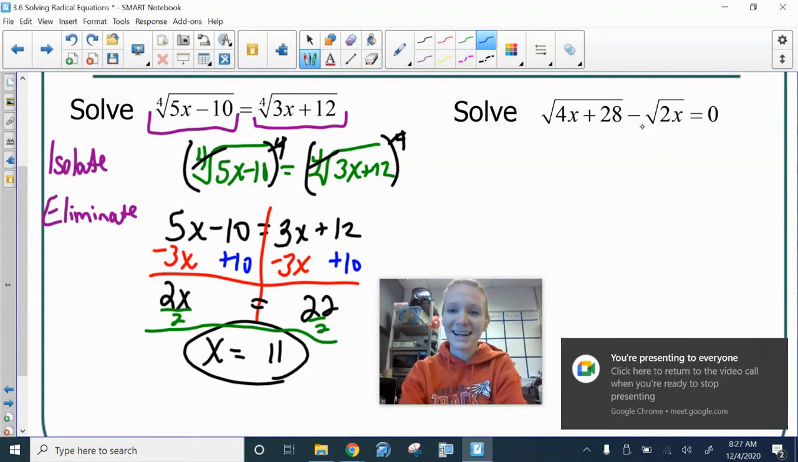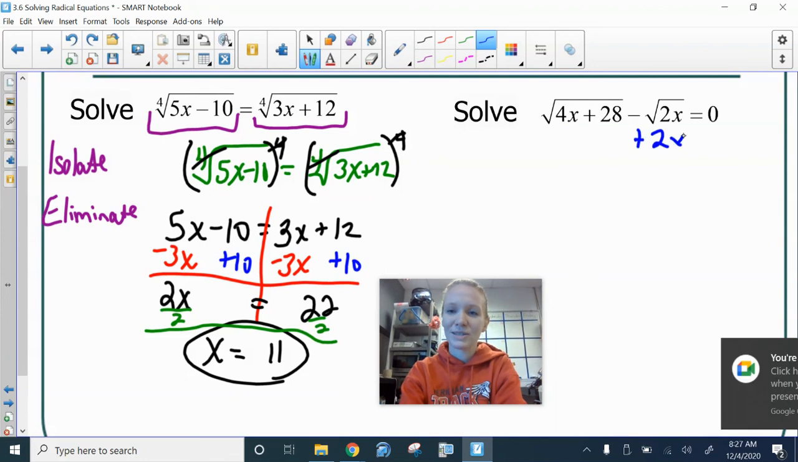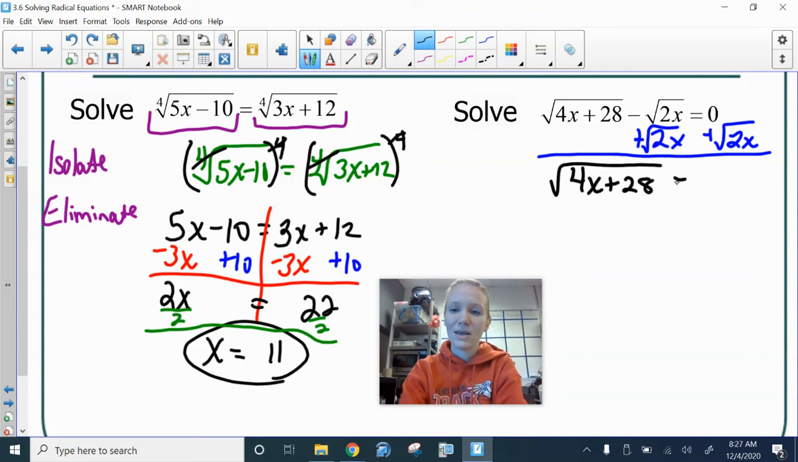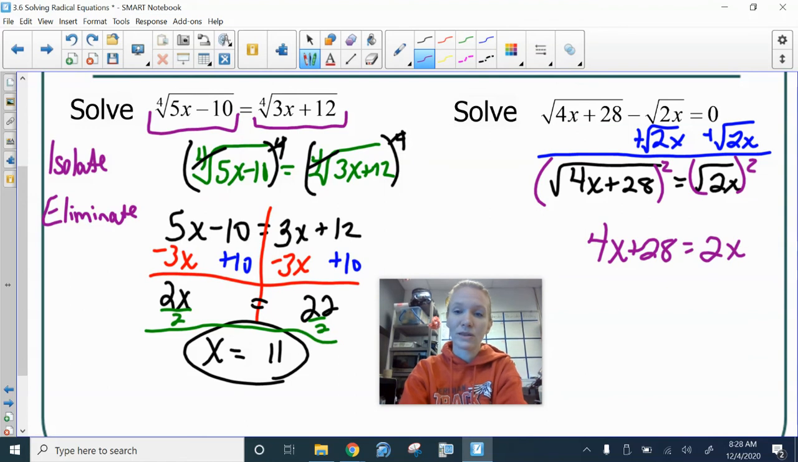All right, if I'm isolating, I need to get my radical 2x. I'm just going to add that over to the other side, keep the radical on it. Okay, so I have the square root of 4x plus 28 equals the square root of 2x. And then it's the same thing as the other one. They're both square roots, so I can raise them both to an exponent, which really just means that they're equal to each other.